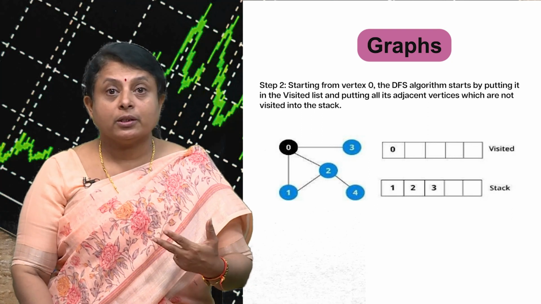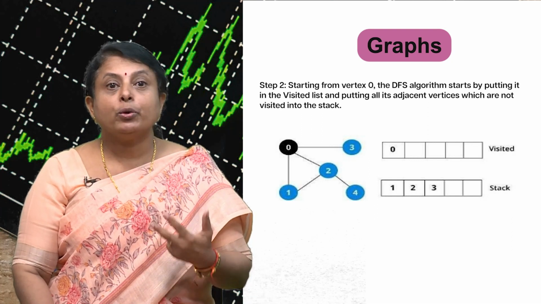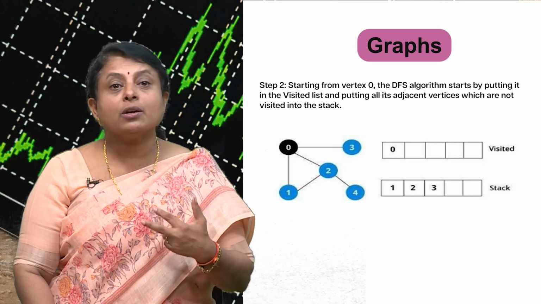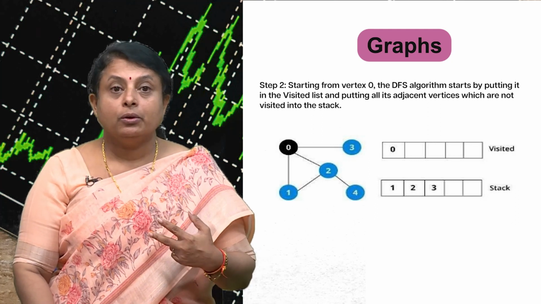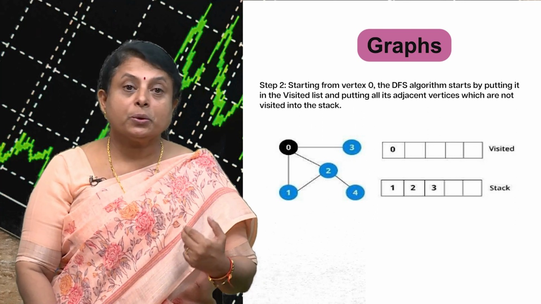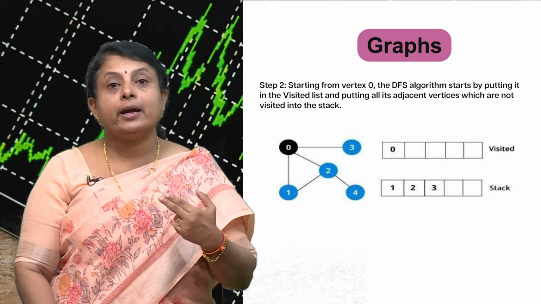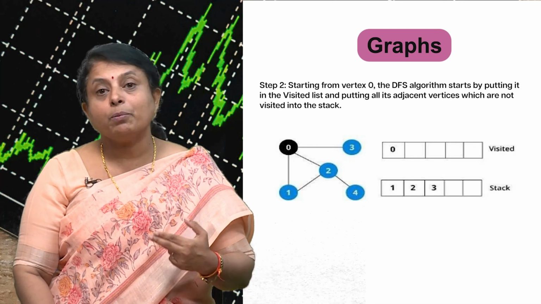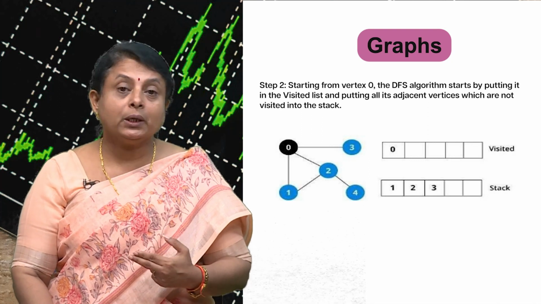The DFS algorithm starts by putting it in the visited list and putting all its adjacent vertices which are not visited, that is 1, 2, 3, into the stack. 1, 2 and 3 are adjacent nodes of 0. So, 0 is put in the visited list and all the adjacent nodes of 0 are put in the stack, that is, 1, 2, 3 are put into the stack.